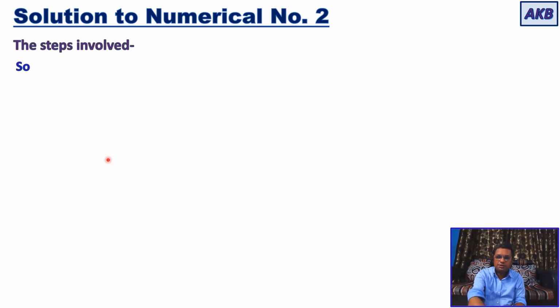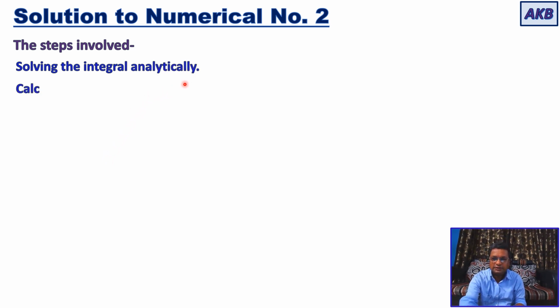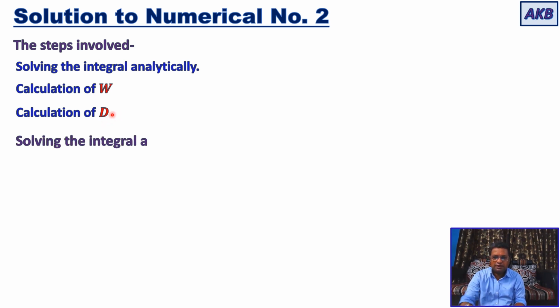So what are the steps involved? First we will solve the integral analytically. Then after getting the integral, we are going to find out W, and once you get W, we will be finding out D. Three steps are involved. Let us go for the first step, solving the integral analytically.